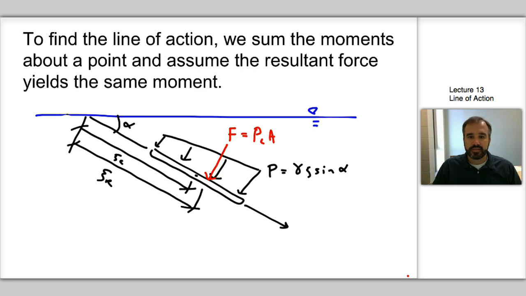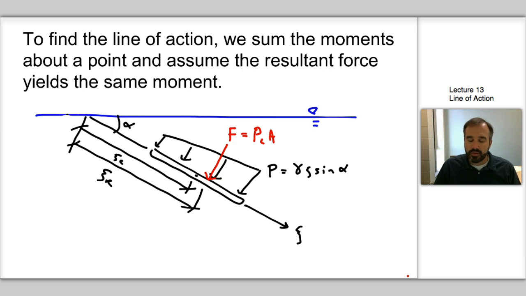Okay, so to find the line of action, we sum the moments about a point and assume the resultant force yields the same moment. Let's take a look at that. We have the same example we have here, where we have an inclined plate at an angle alpha. We have the pressure increasing with depth. The pressure is defined as gamma psi sine alpha. So we have that same psi coordinate here.